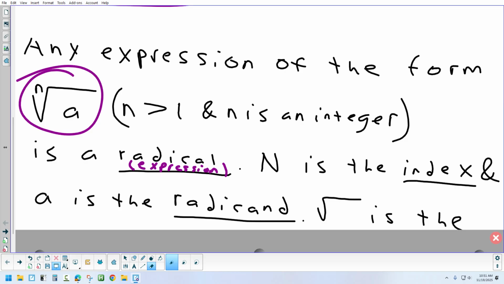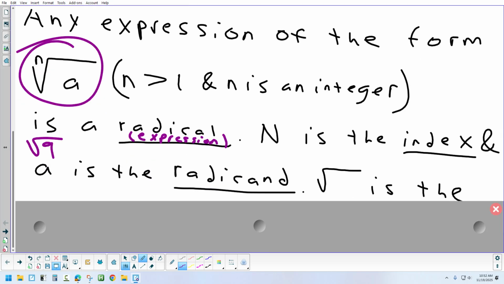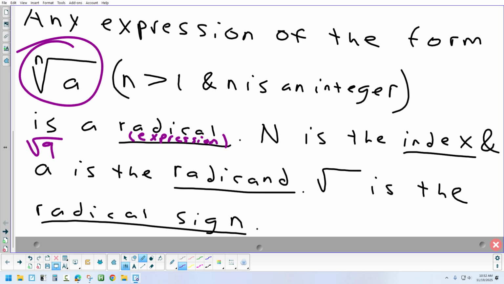The part underneath the radical is called the radicand. It's the thing that you're taking the root of. So if I wrote something like the square root of 9, 9 is the radicand. That's what I'm taking the square root of. The actual symbol that you use is called the radical sign. The radical sign is the symbol that contains the radicand. So any questions on those different terms? Radical sign, radicand, radical expression, or index?